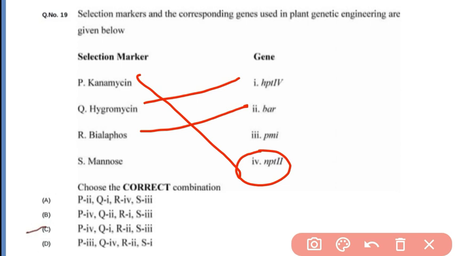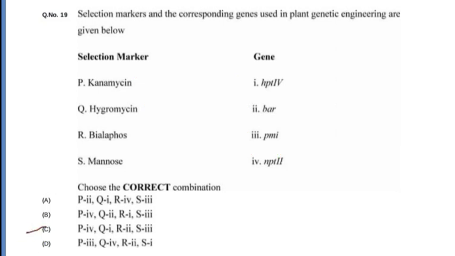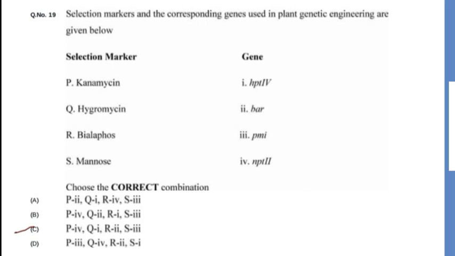The PMI gene is a selectable marker adapted for Agrobacterium-mediated transformation. This gene encodes phosphomannose isomerase, and this enzyme converts mannose 6-phosphate to fructose 6-phosphate, so only transformed cells will be capable of utilizing mannose as a carbon source. So the PMI gene is a selectable marker for mannose. This combination is in option C. Option C is the answer to this question.